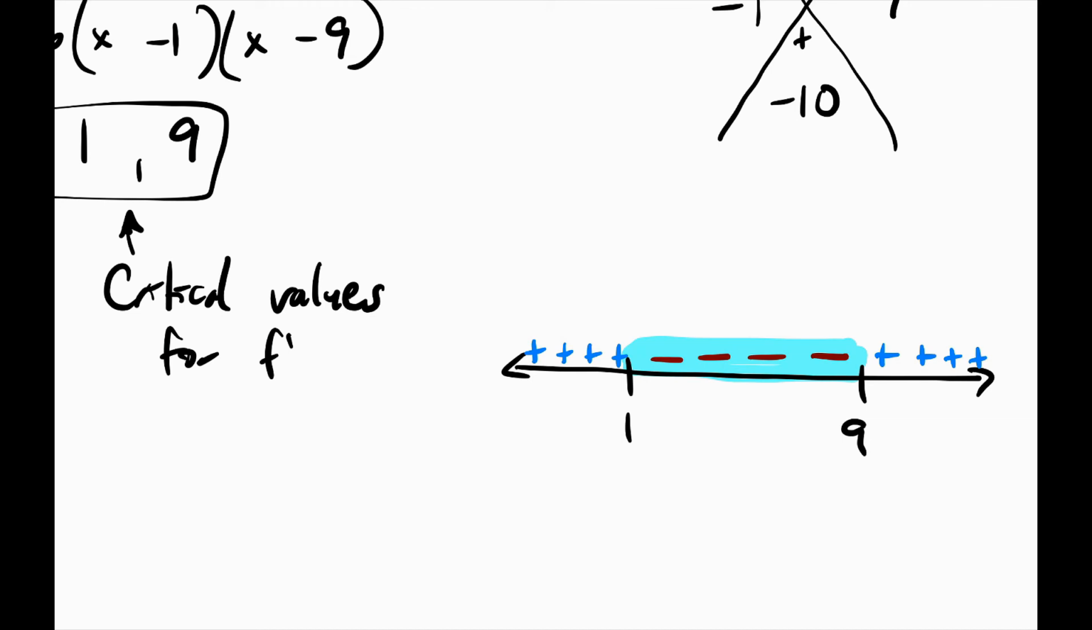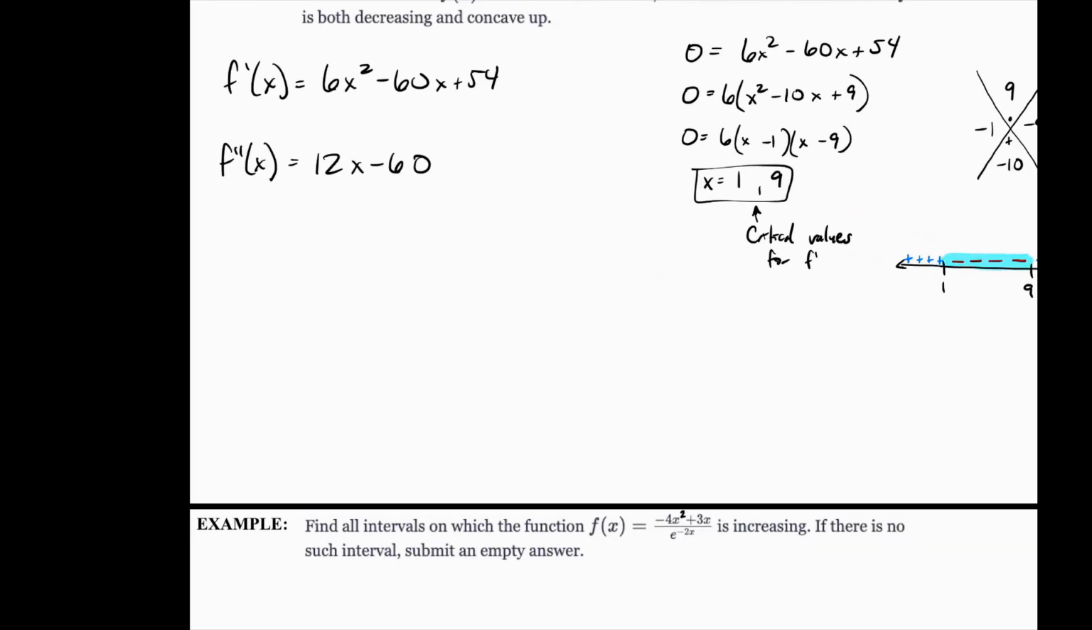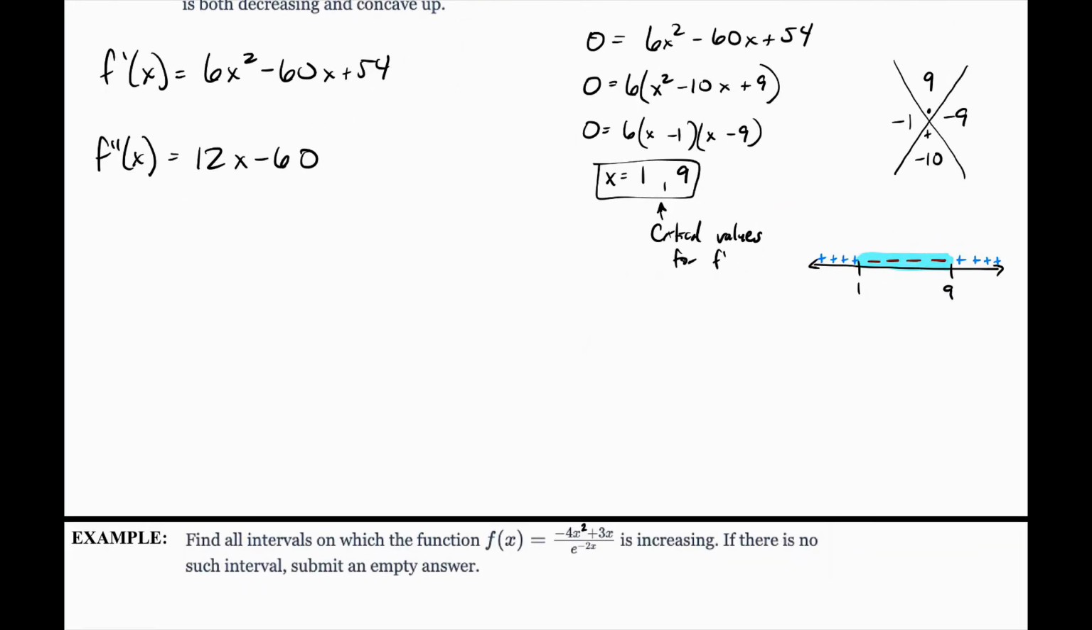Anything not between 1 and 9, cross out. Can't possibly be. Can't be greater than 9 or less than 1. Okay, so our answer is going to be somewhere between 1 and 9. To figure it out, I got to go back to the second derivative. So the second derivative, this is just linear. It's going to have one answer. So if it's just got one x, you add 60 to both sides.